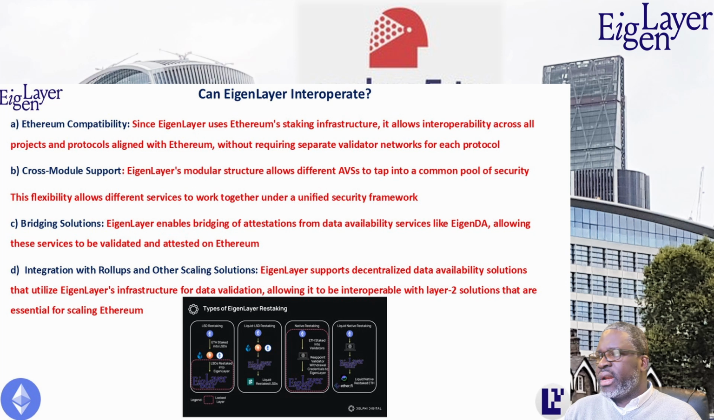Rollups can utilize Eigenlayer's infrastructure for data validation, allowing it to be interoperable with layer 2 solutions that are essential for scaling Ethereum. This integration with rollups and other scaling solutions enhances its interoperability within the broader Ethereum ecosystem.